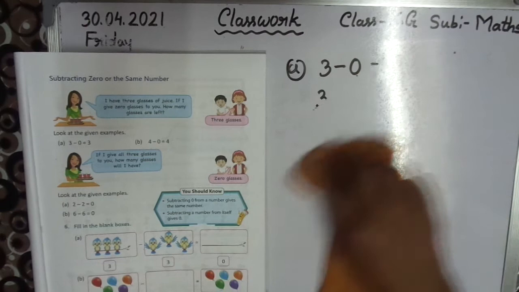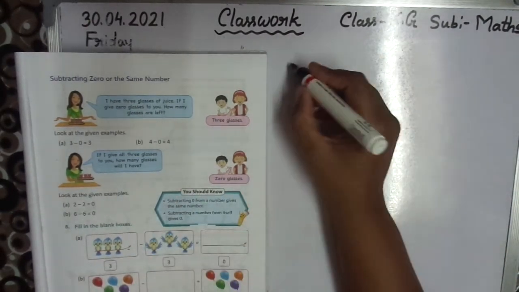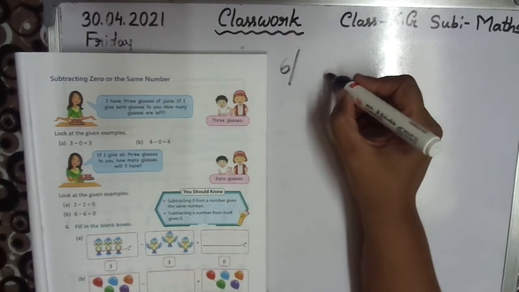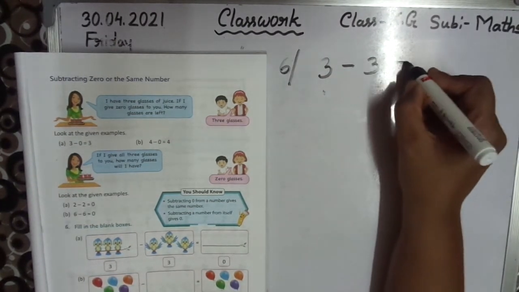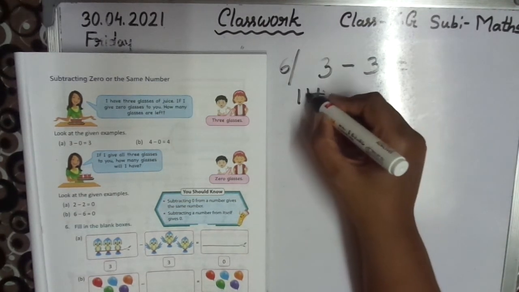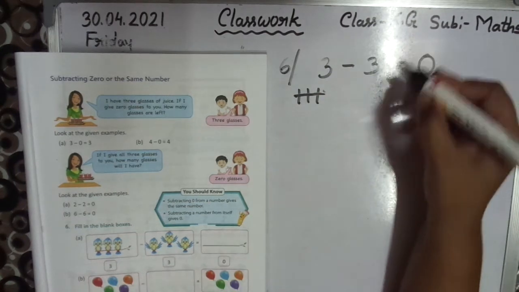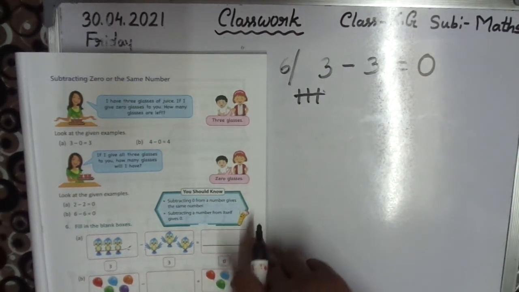Now question 6. A, 3 minus 3. See, 3 birds minus 3. Okay, is equal to, so 1, 2, 3 minus 3: 1, 2, 3. So the answer is 0. Nothing. See here, no birds are here.